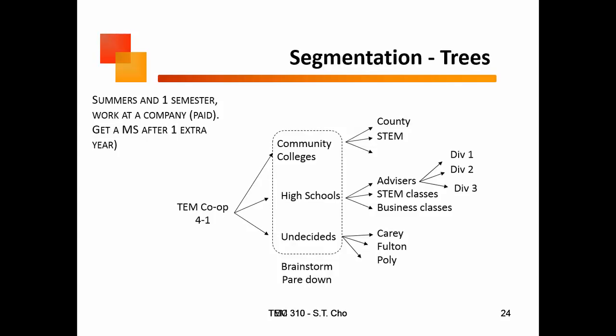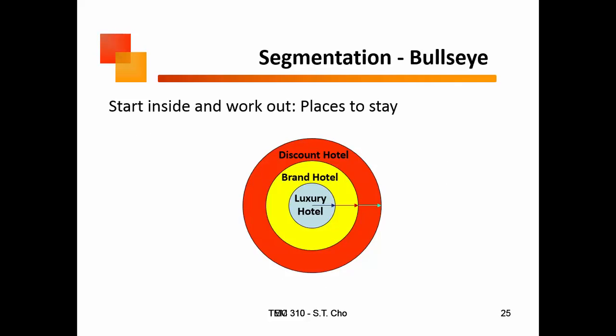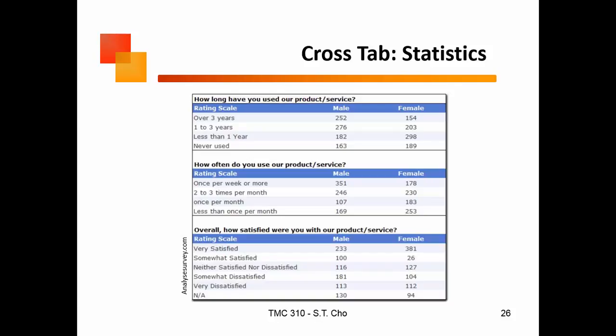So who are the people who would be interested in a co-op? Well, community colleges, high school students, and undecideds. And then within community colleges, you have the county, you have STEM, and so on and so forth. So you can keep breaking these up, and that's the trees approach. Bullseye is within layers. For example, if I want to look at hotels, luxury hotels sit within brand hotels, sit within discount hotels, and overall all hotels.